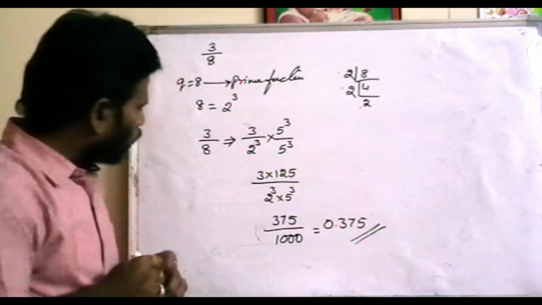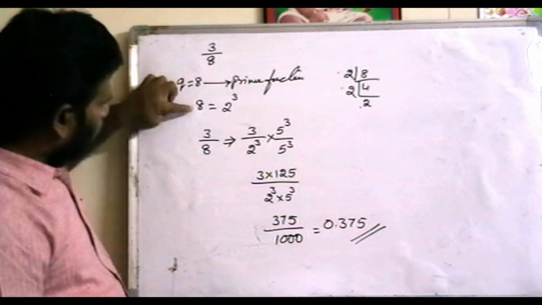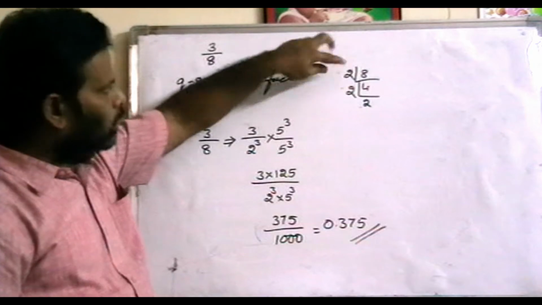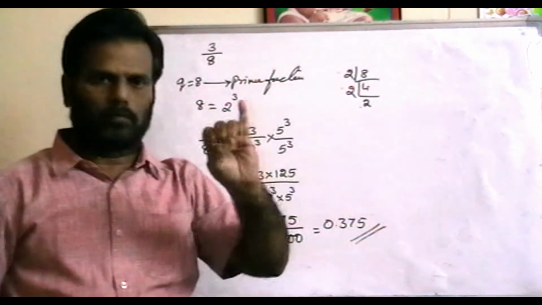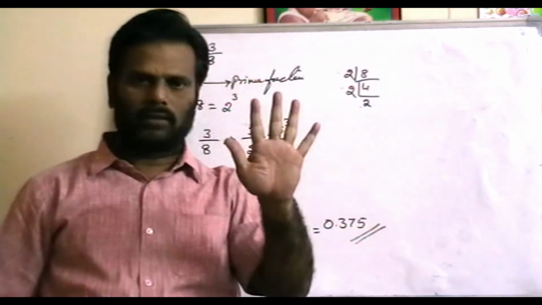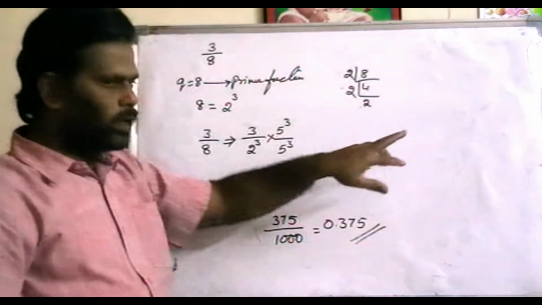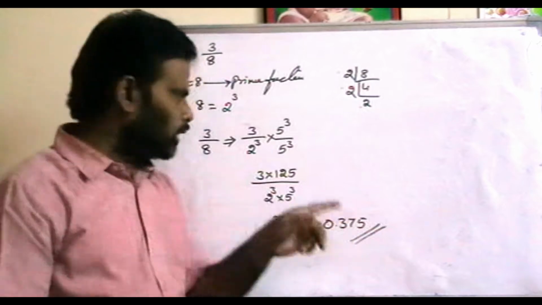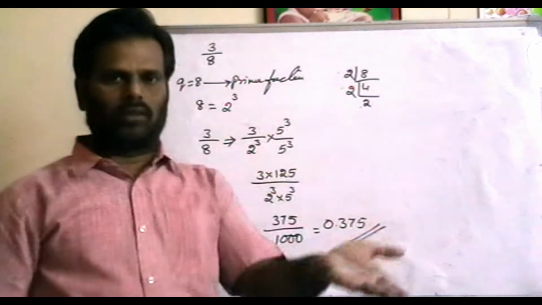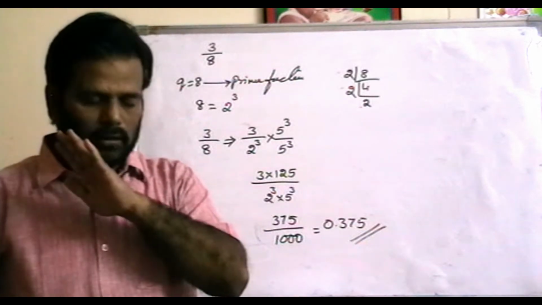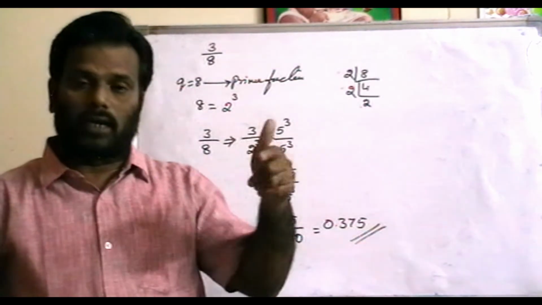So first change the denominator into prime factors. In those prime factors, check whether they are only 2's or 5's, or both. But if there are prime factors other than 2's and 5's, then we cannot change it to the nearby round figure. In that case it is a non-terminating decimal, that too a recurring decimal.